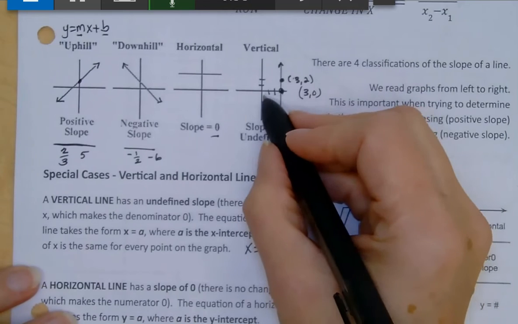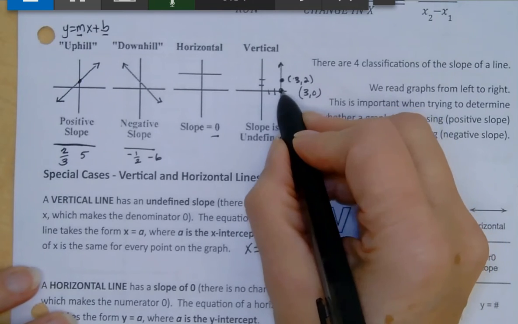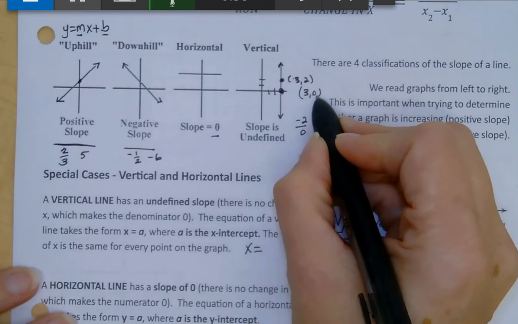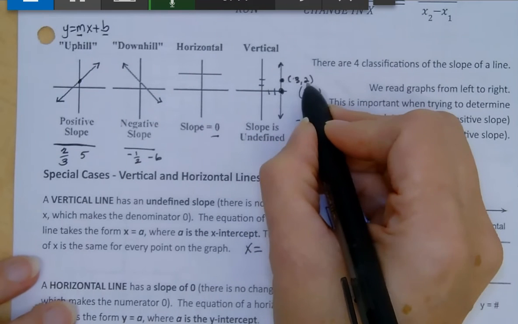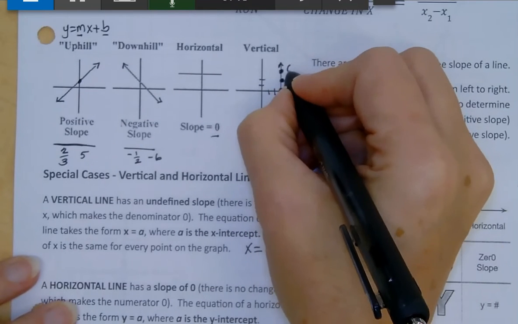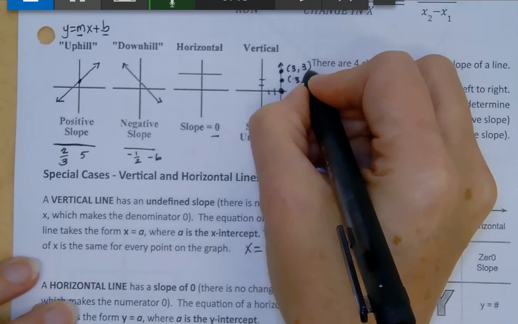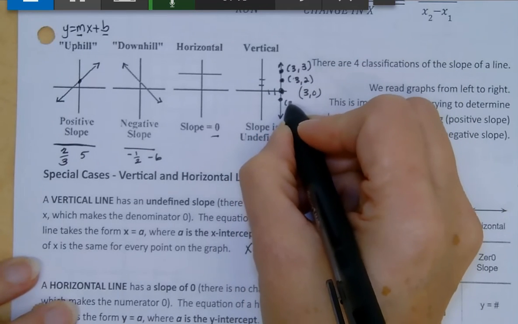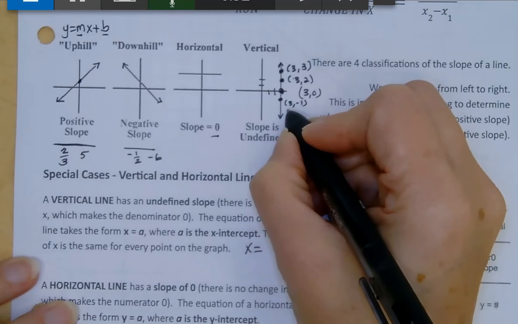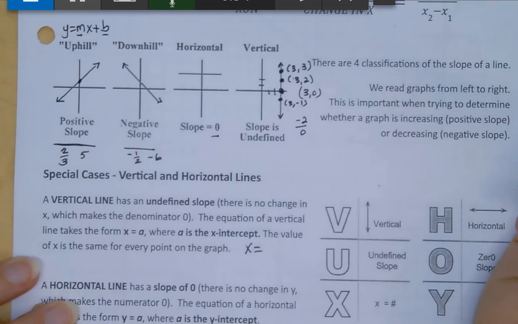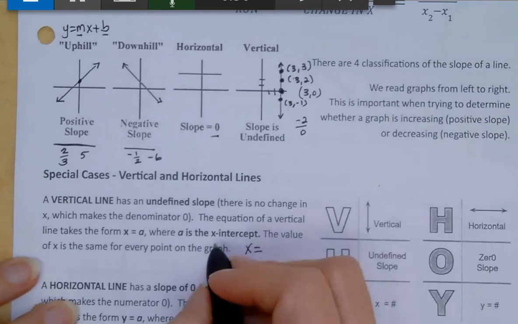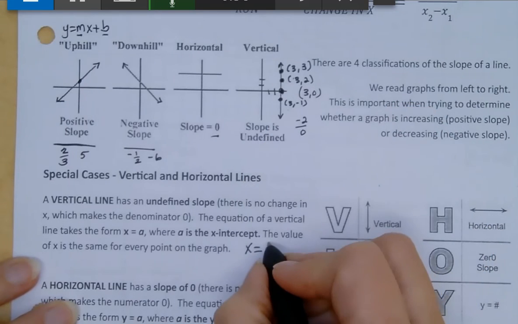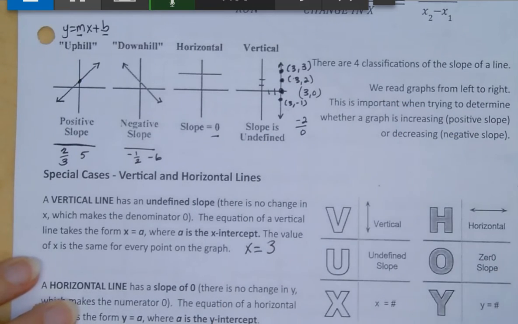If you look here, this is my vertical line. This point, x equals 3, y equals 0. This point, x equals 3, y equals 2. This point, x equals 3, y equals 3. This point, maybe x equals 3 and y equals negative 1. What you can see is that every single point on that vertical line has x equals 3. So for my line up here, I might say x equals 3 if I wanted to write the equation of the line.